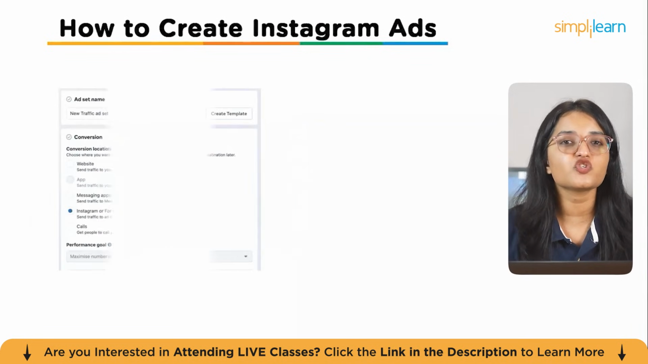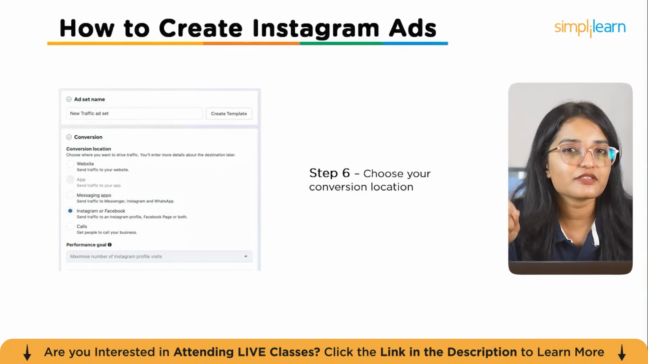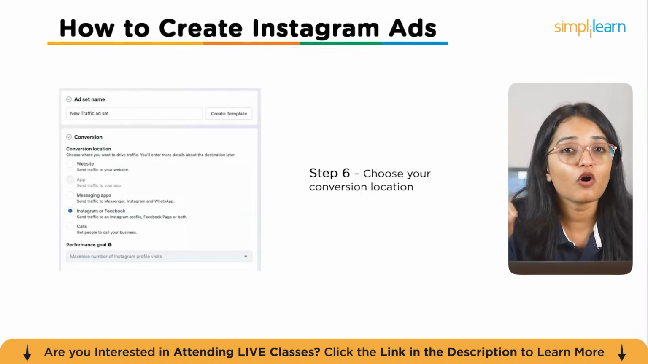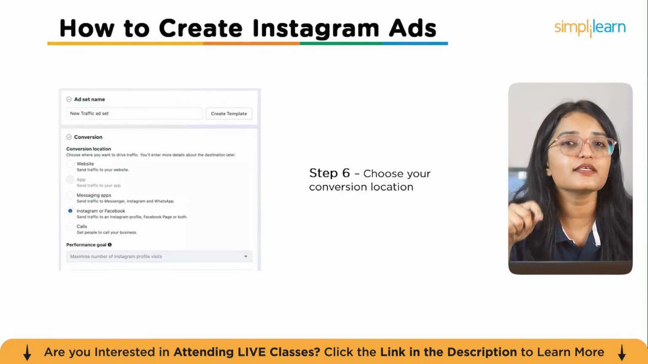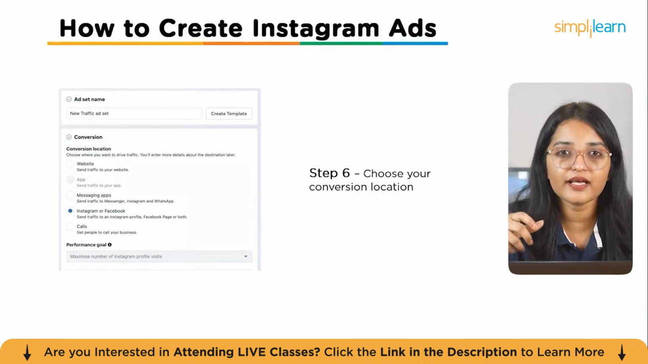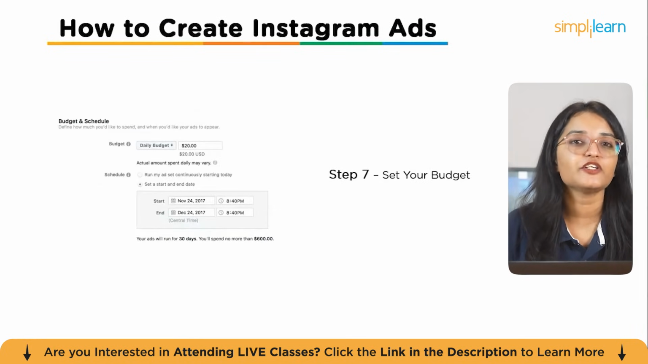The next step is to choose your conversion location. Meta now requires advertisers to choose a conversion location for most ad objectives. This is the place where your desired business outcome will take place. For instance, traffic ads will give you the option to send traffic to your website, or get people to call your business. The final step is to set your budget.